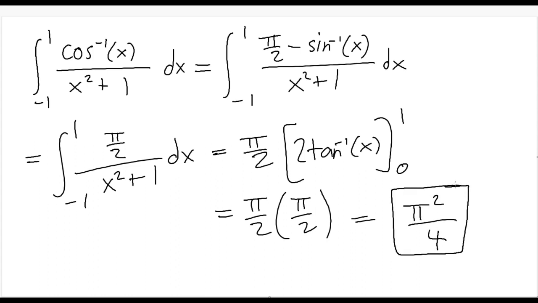You see how simple that was? No residue theorem, nothing nasty. This is just pi squared over 4, based on an inverse trig identity. A very cool solution, something you won't be able to unsee.